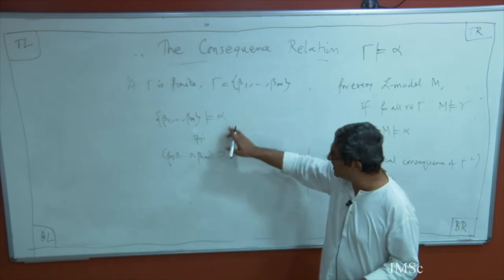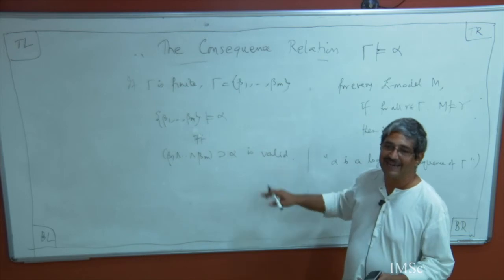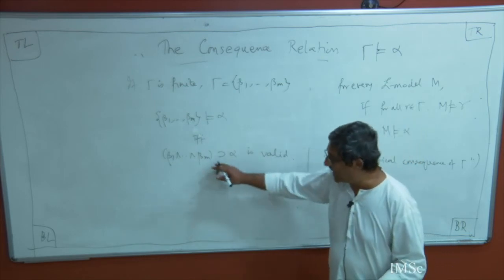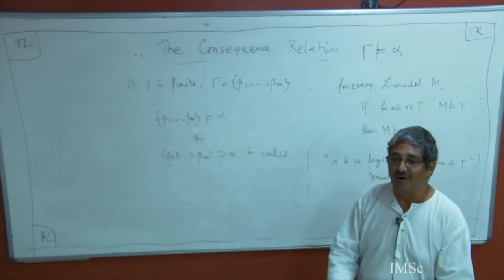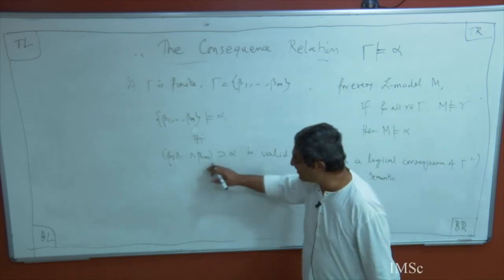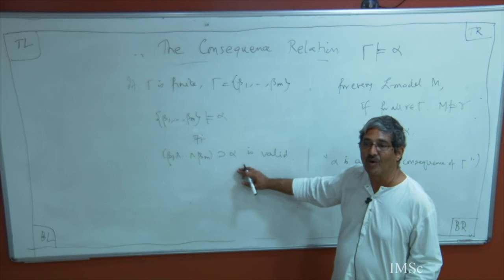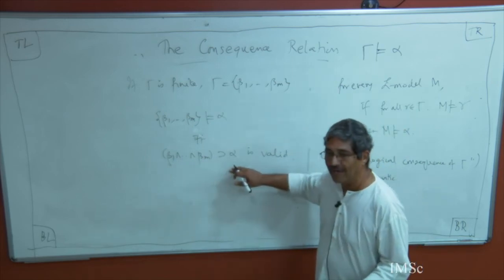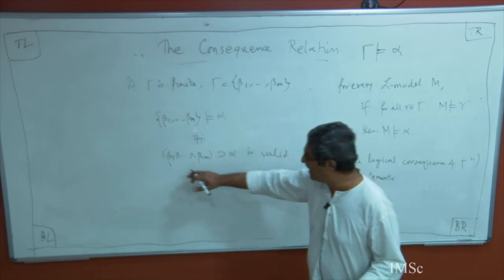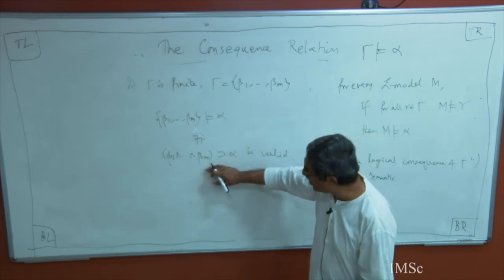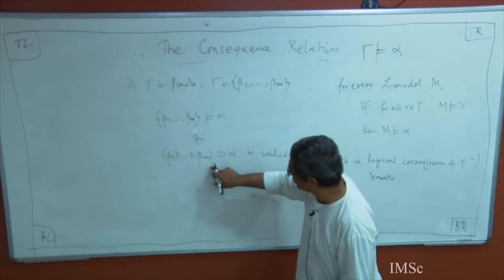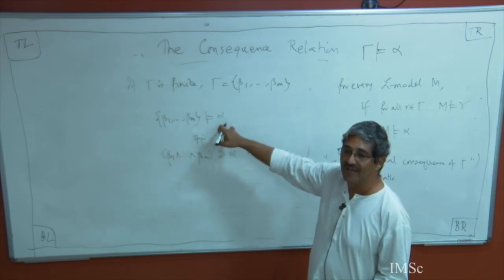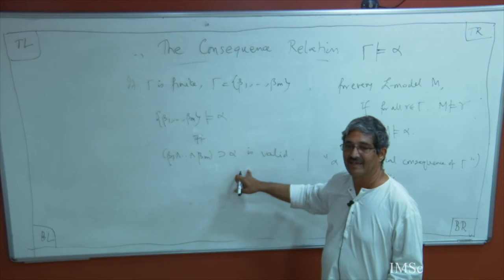I mean, the way to do it, suppose this is not valid. Then if it is not valid, what does it mean? Valid means it's true in every model. Not valid means there is some model that makes this false. How can a model make an implication false? It should make all this true and then this false. Well, if it makes all this true, that model satisfies each of these. So it satisfies all the things. By assumption, then M satisfies alpha, and that is a contradiction.